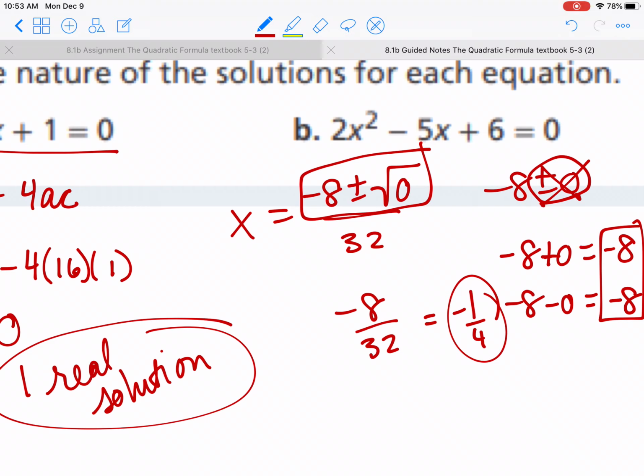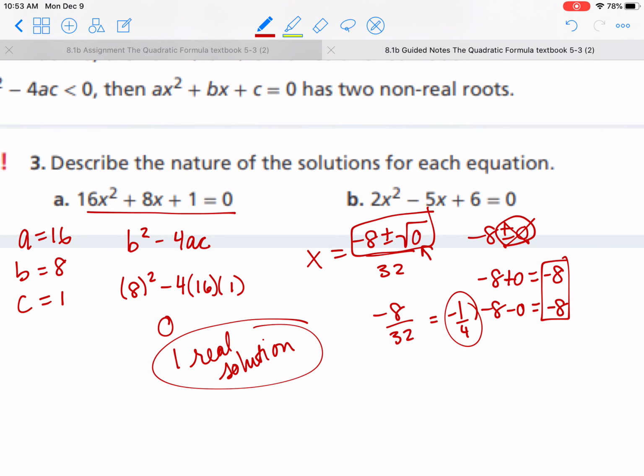So we can see that when the discriminant is 0, that plus or minus 0 doesn't change anything. That's why we get one solution out of those. Okay, that also should have been review. If you feel like you need more of that, look back at the 8.0 video.